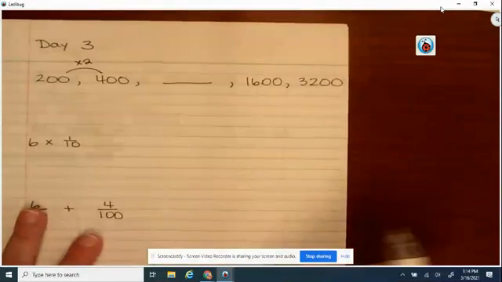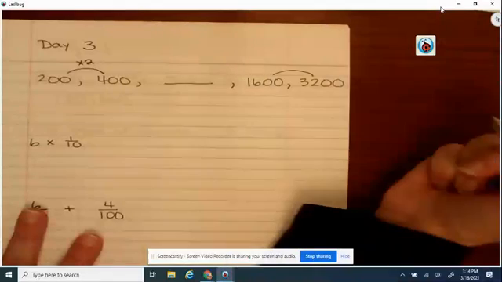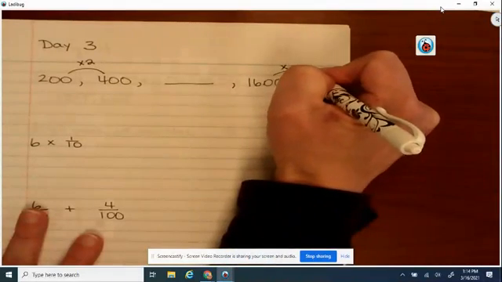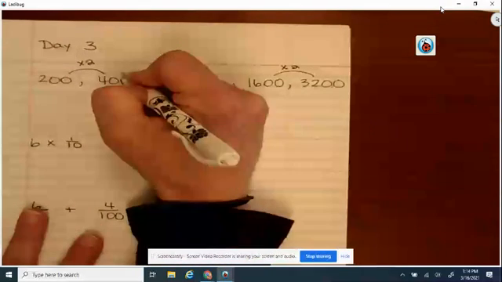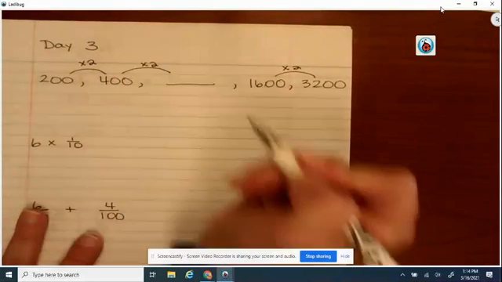All right, so here the pattern is to get from 200 to 400, we did times 2. Okay, let's look. To get from 1600 to 3200, we did times 2. So the pattern here is times 2. So the question is 400 times 2 is what?